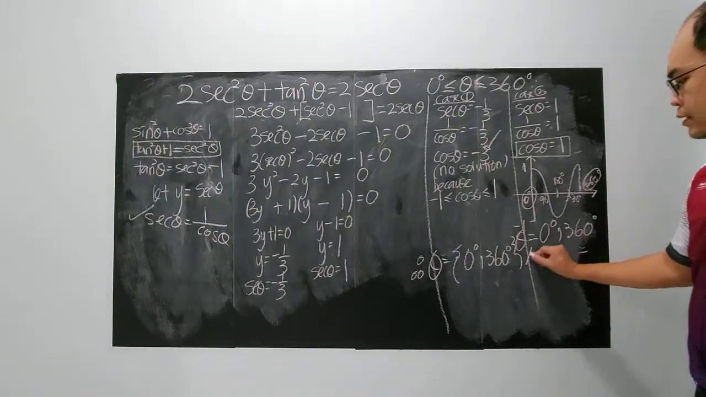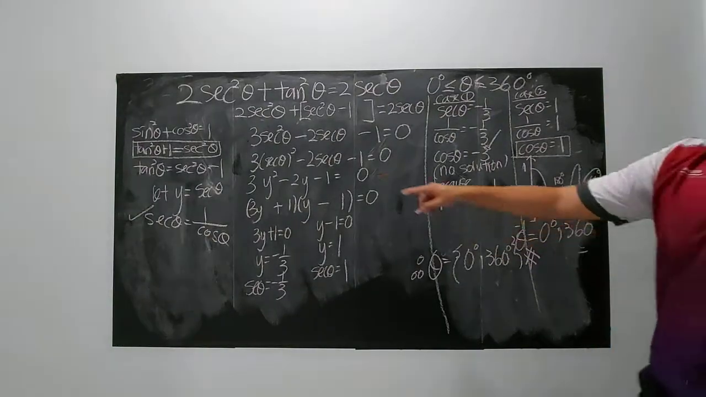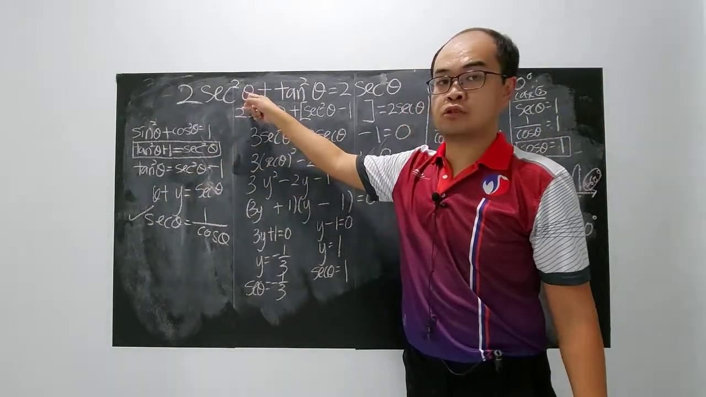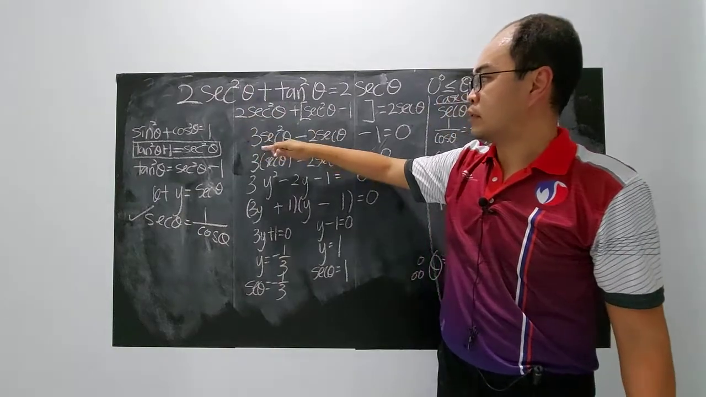I hope you understand the use of identity. This case is special because we use the identity to help convert this equation into a quadratic form.